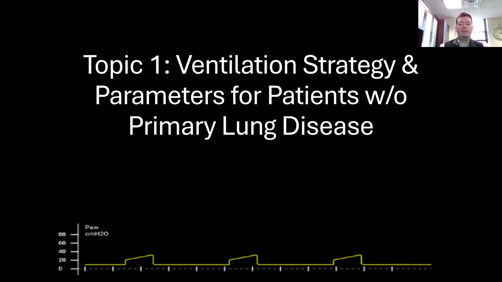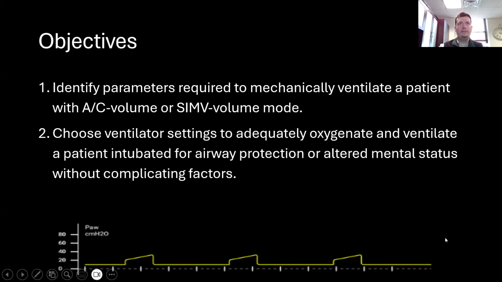So with that said, we'll go through our objectives. And for this session, there's really only two. So our first objective is for you to be able to identify the key parameters that you're going to need to mechanically ventilate a patient using assist control or SIMV. And we'll go through these modes in more detail later. I'll also mention here that throughout these presentations, we will refer to assist control and volume control somewhat interchangeably. Objective two is to then take these parameters and choose the specific settings that are going to let us adequately oxygenate and ventilate a patient intubated purely for airway protection or mental status. So now that we've covered these objectives, we'll get into it.